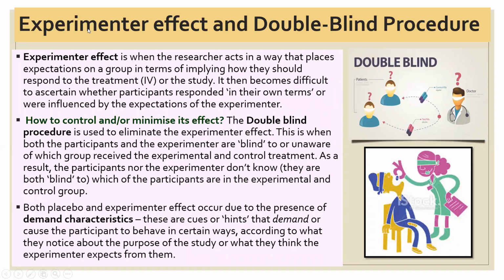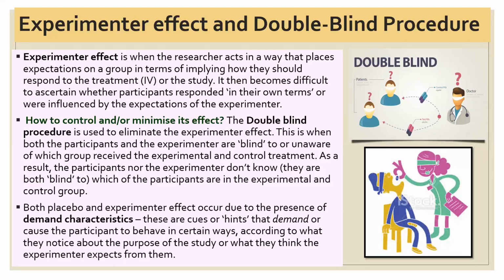The next one is called the experimenter effect. The experimenter effect is when the researcher places expectations on the participants. Sometimes they might imply how they should respond to the treatment or study. So if I'm doing an experiment on the effect of green tea consumption on weight loss, and when I'm giving my experimental group participants the green tea, I'm like, here's the green tea. You know what? It actually helps you to lose weight.